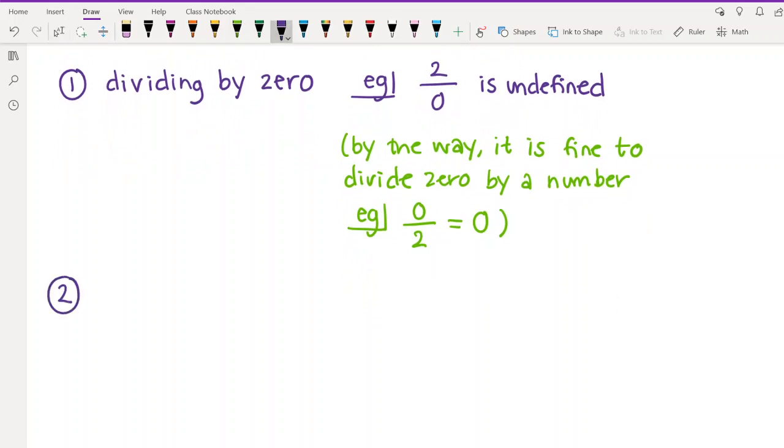Okay, so what's the other situation that will lead you to an error or something that's undefined? Well, taking the square root of a negative number.